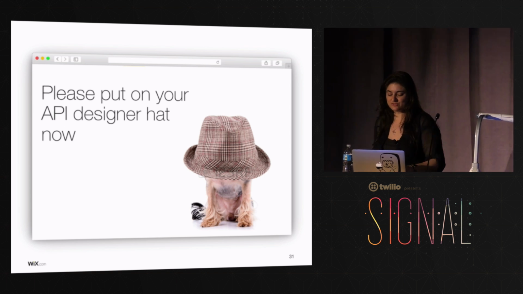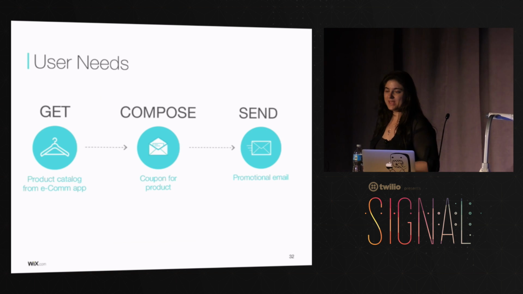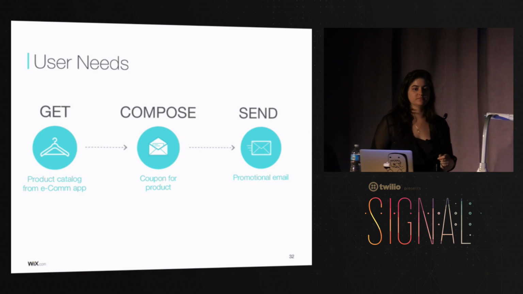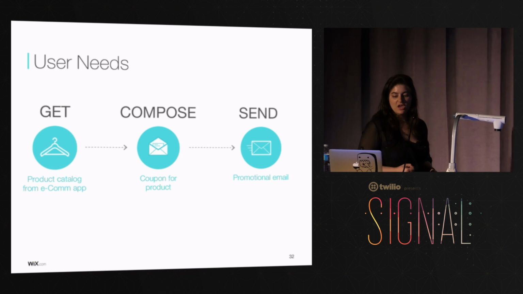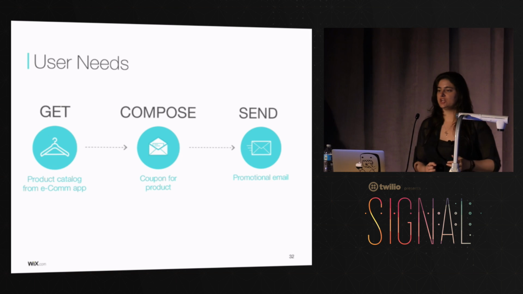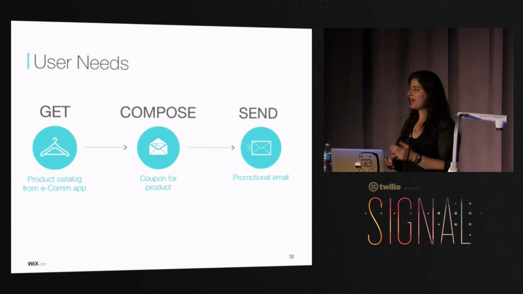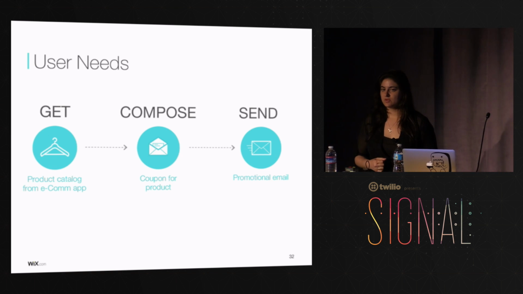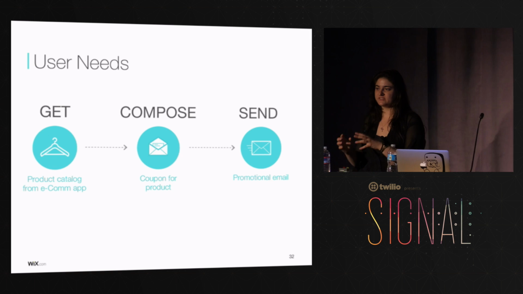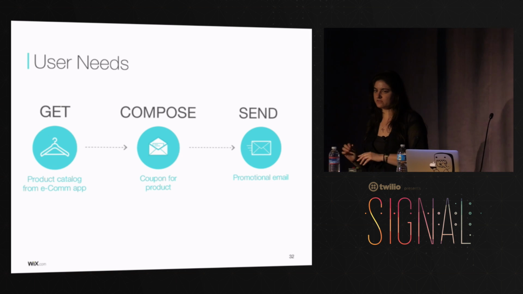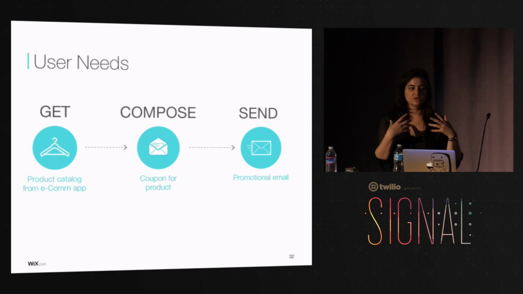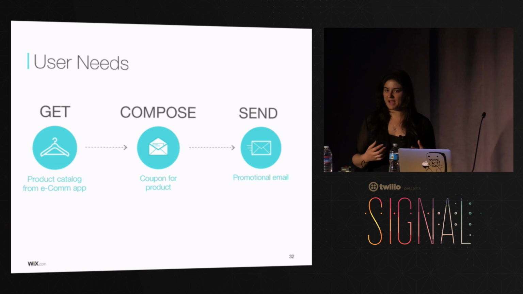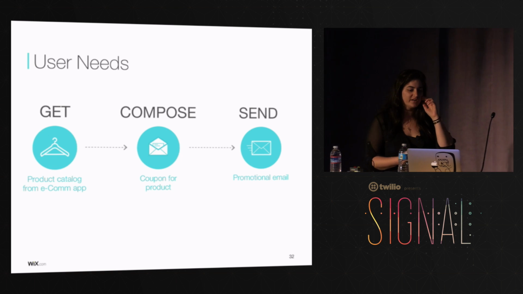So this is what our users said that they need. We have a coupon application, and we have an e-commerce application. And the coupon application wants to get the product catalog from the e-commerce application. So think about it. The site owner goes in, he adds a new shirt, and then he wants to give out a coupon. He wants to send a promotion email about this shirt that he just added, about a new product.